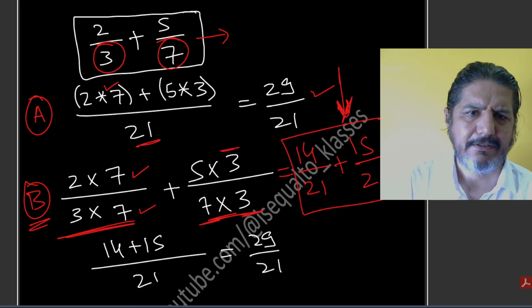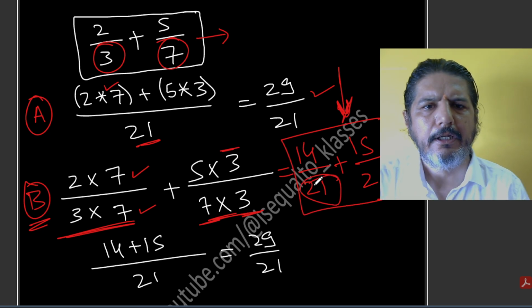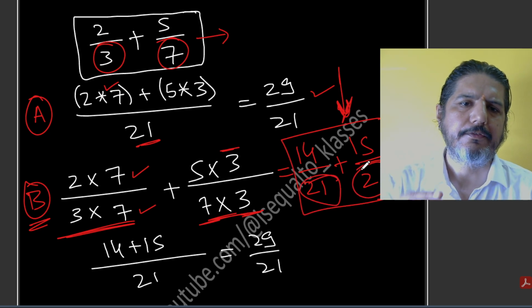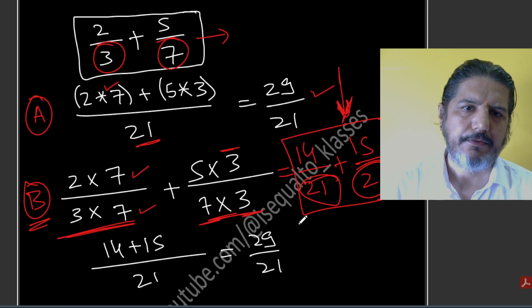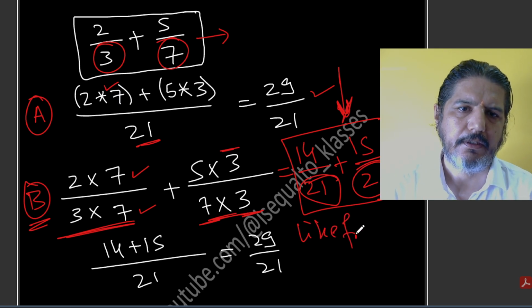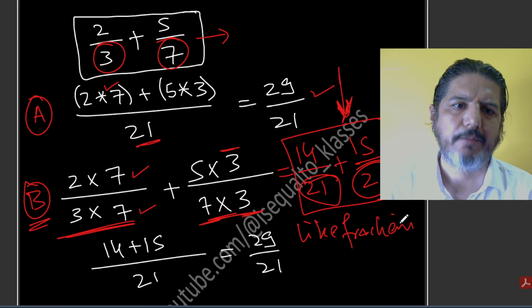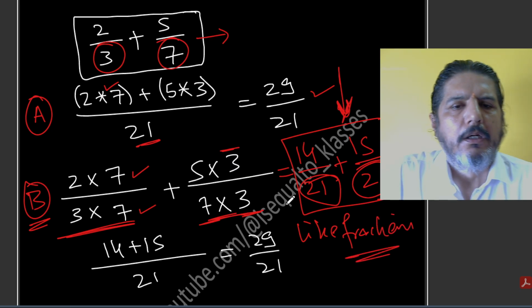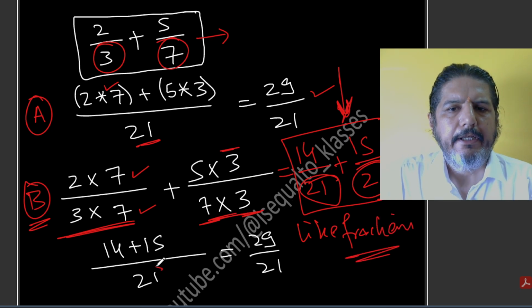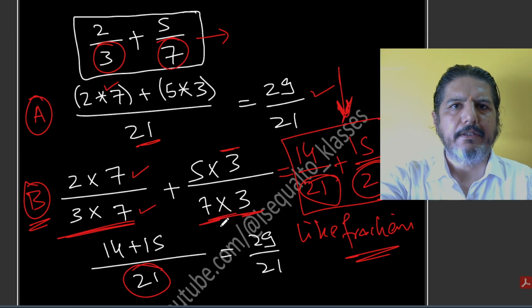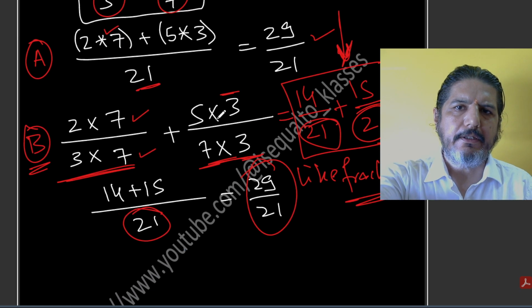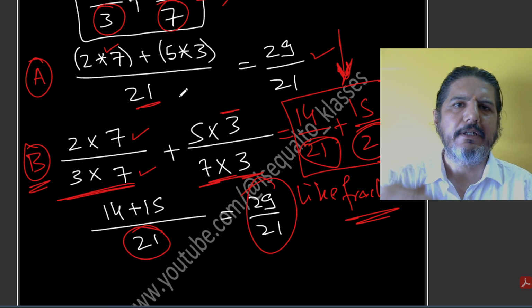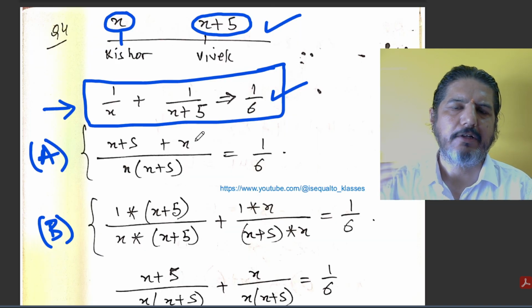Once we have reached this stage, then it becomes very simple, because these are called like fractions, because the denominators are same. So 21 is same, then like fractions can be added just like that. So 14 plus 15 is 29 by 21. See, like we add numbers, similarly the algebraic fractions are also added.